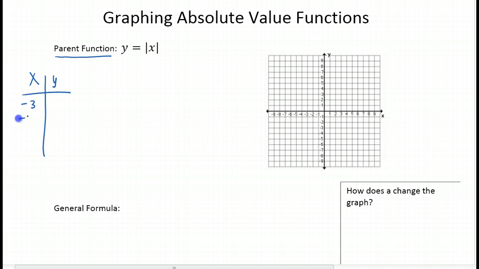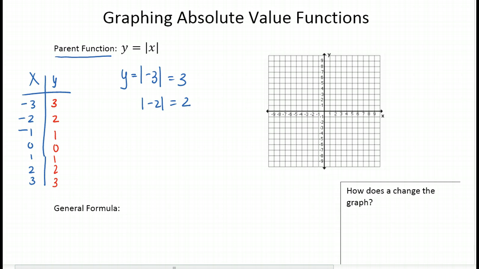So I'm going to choose a couple negative values, 0, and then 1, 2, and 3. So I have some positive values. So remember, all you're doing is taking your x values and substituting it in to find y. So the absolute value of negative 3 equals 3. And the absolute value of negative 2 equals 2. So I would like you to take a second, just substituting these values in. Pause the video, please, and see if you can fill in the rest of this table. Hopefully your table looks just like mine, not too difficult.